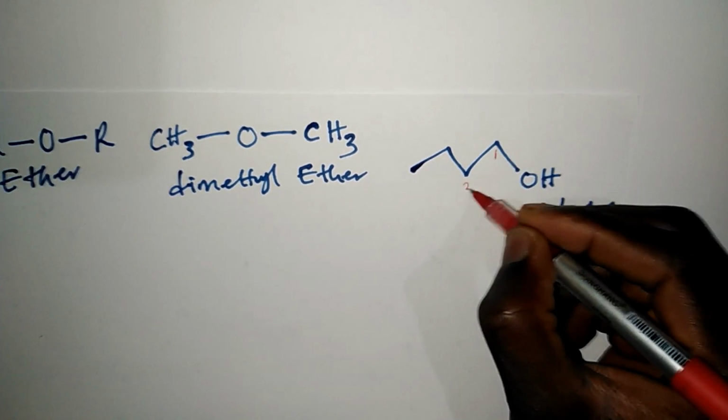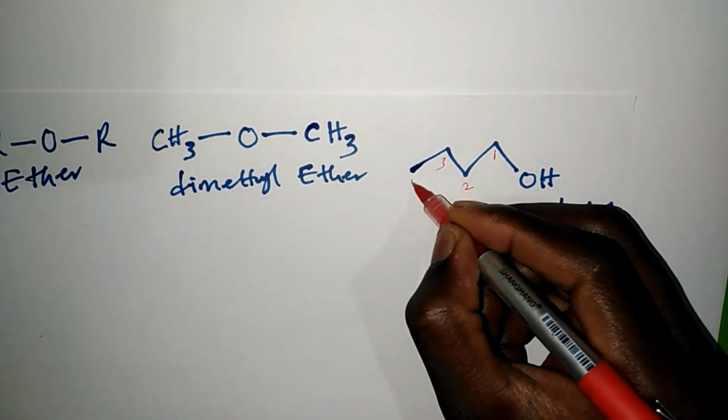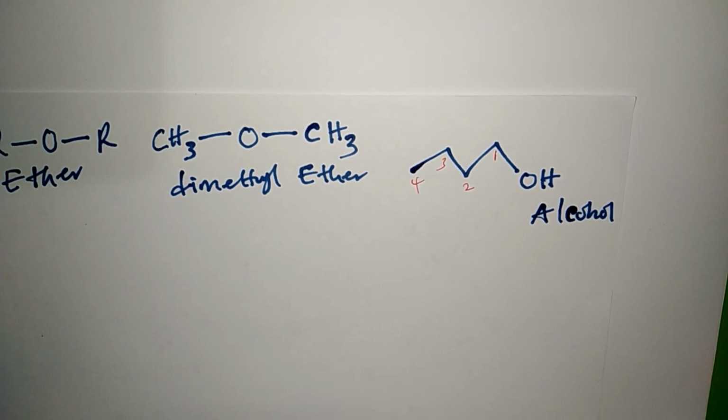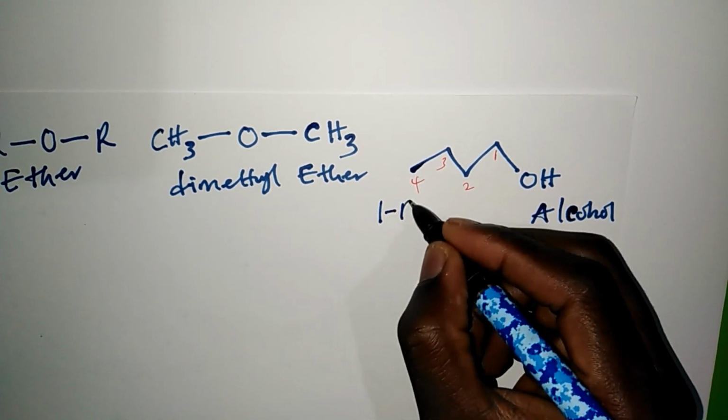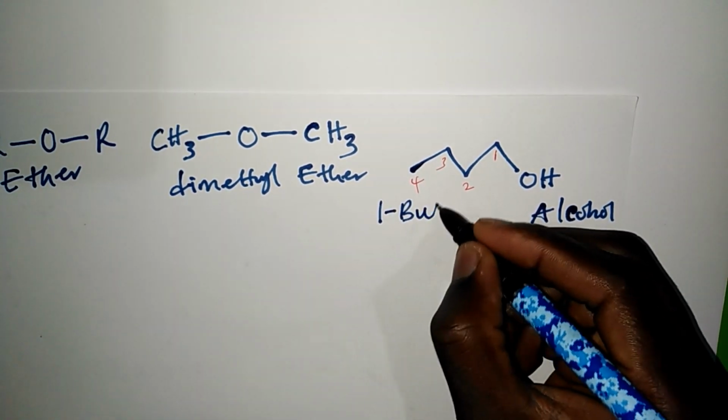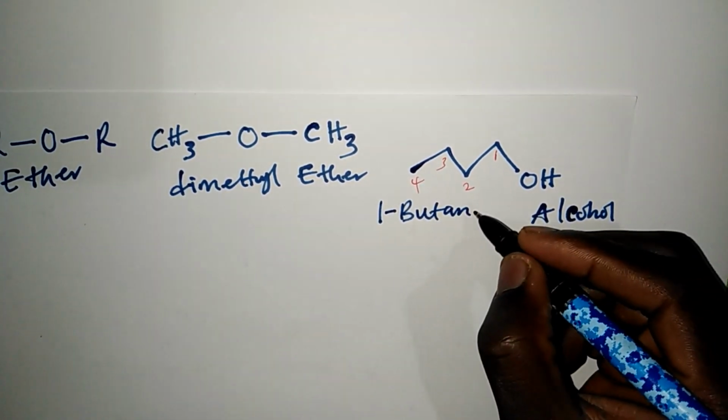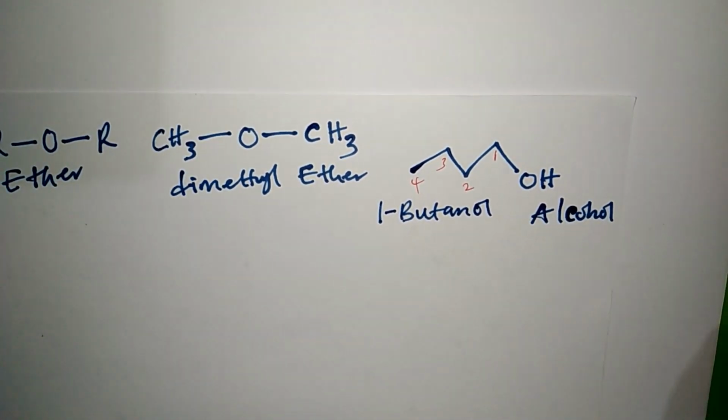You have 1, 2, 3, and 4. So this is an alcohol, and it's having a 4 carbon chain, and the OH is at number 1. The OH can be at any part of the chain, but once it's carrying an OH, it's an alcohol. So now, because it's carrying an OH from number 1, you put 1 butanol. This is an alcohol.